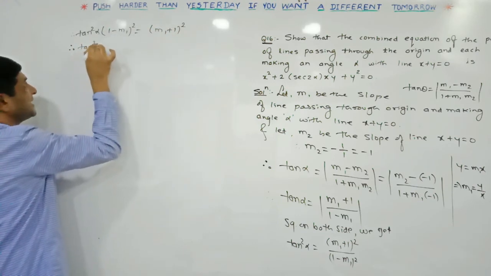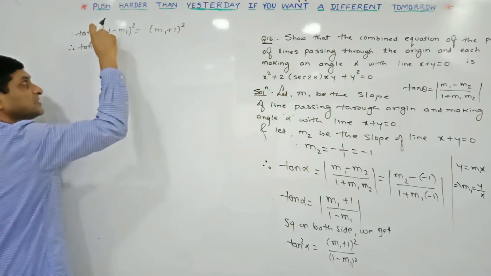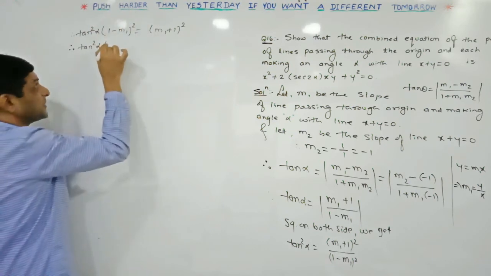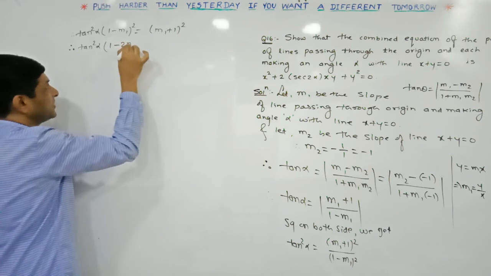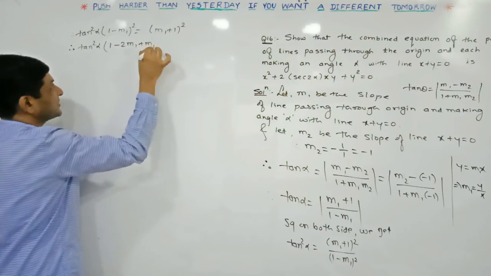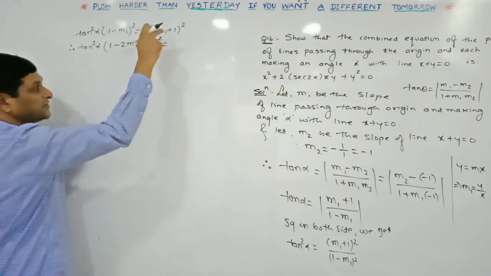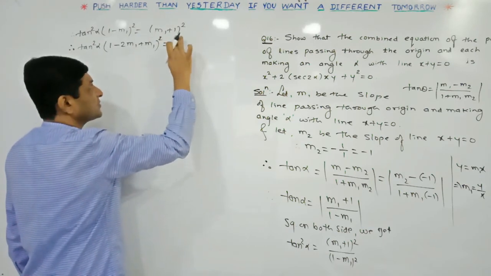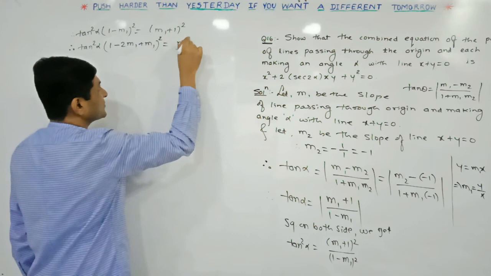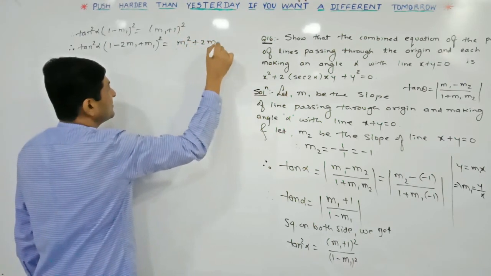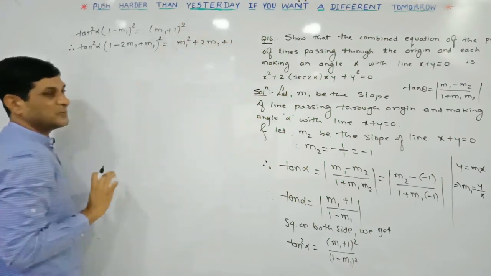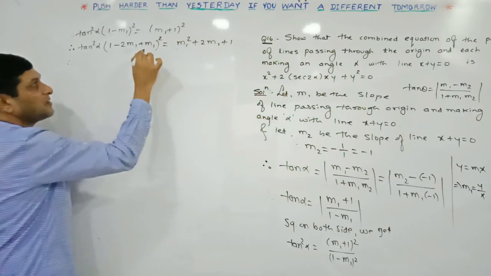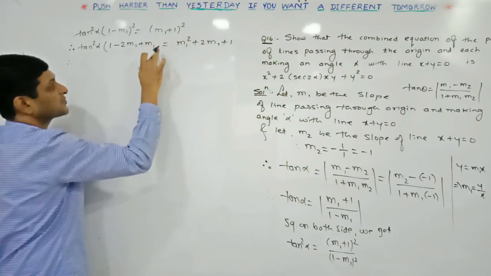So tan square alpha as it is, this term is in the form of (a minus b) whole square, and we know that its expansion is a square minus 2ab plus b square. So we will get this expansion. On this side we are finding the expansion applying (a plus b) whole square, so here its expansion will be a square plus 2ab plus b square, meaning the square of 1 will be equal to 1.